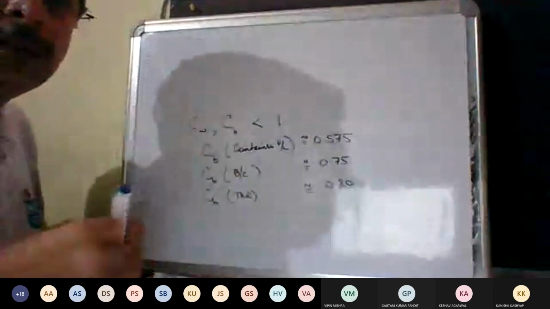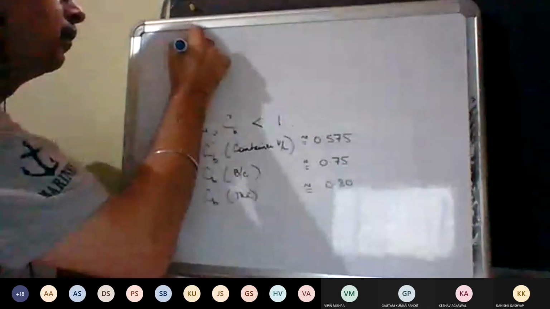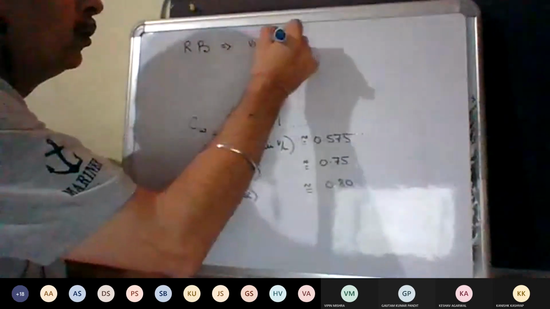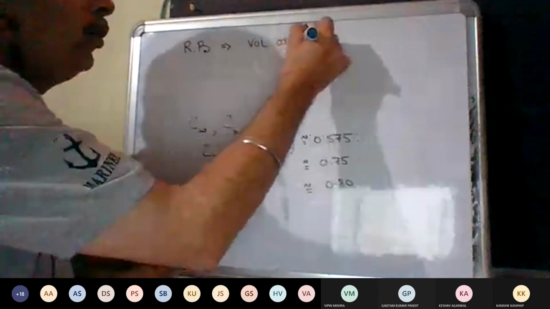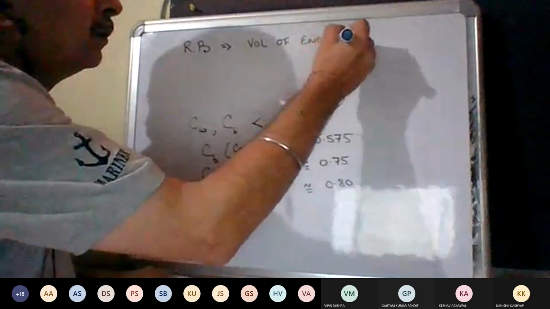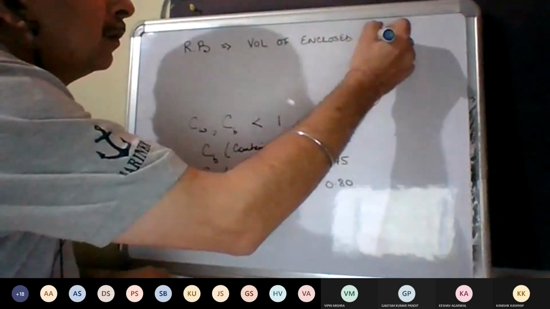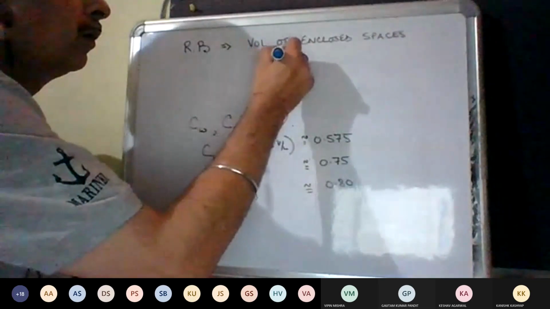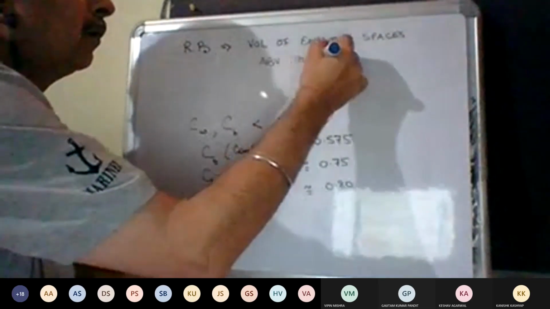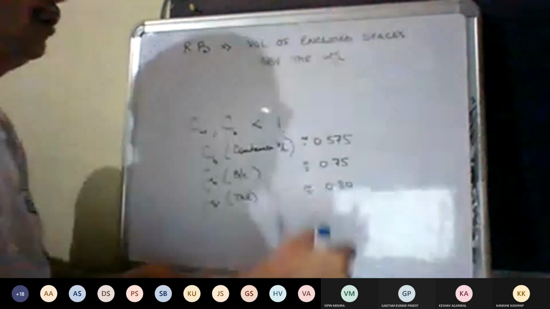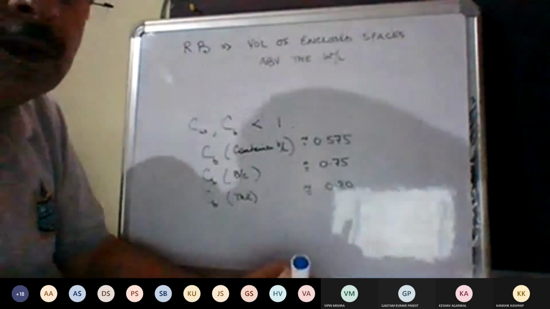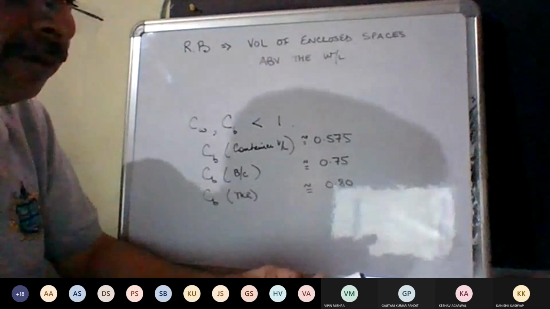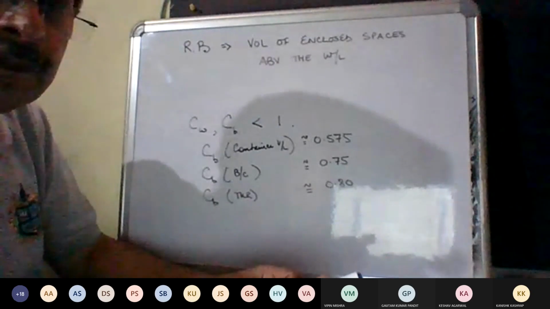Something called reserve buoyancy. Reserve buoyancy is the volume of enclosed spaces above the waterline.